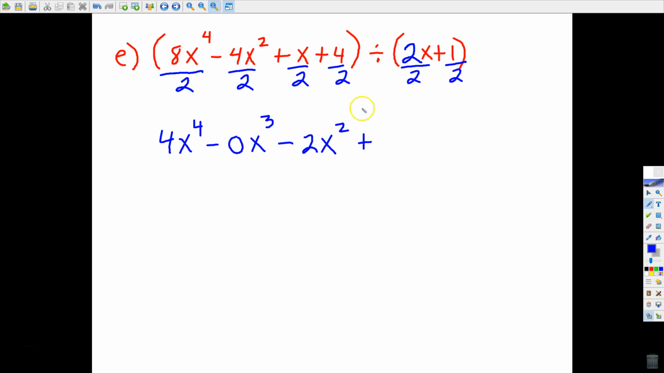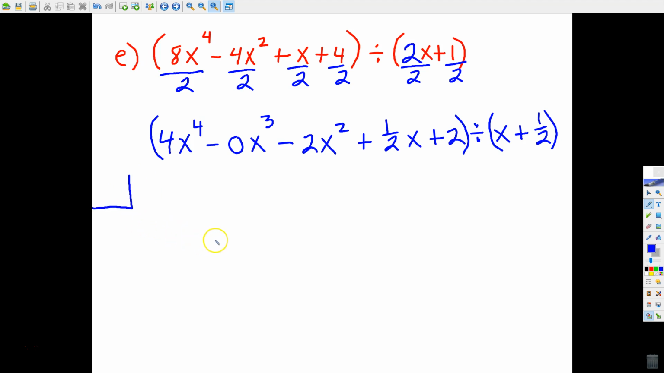The linear term now is just going to be 1/2 x plus 2. And that's all going to be divided by x plus 1/2. So let me just pause there for a second and see if there's anything that you do not understand about what just happened. You understand how we got each of these blue terms? Okay, now we can start synthetic division.